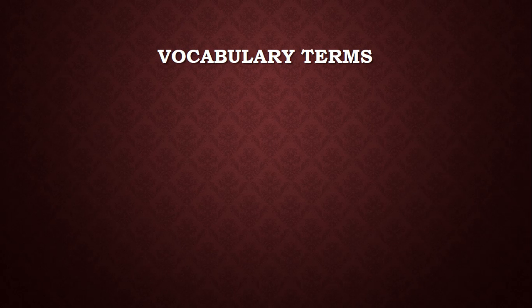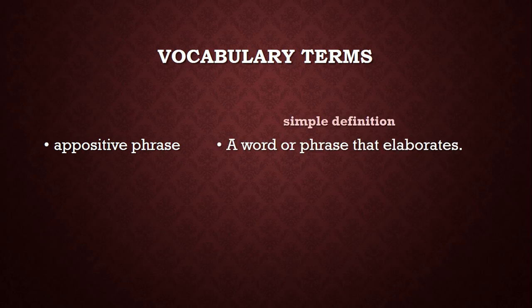Some vocabulary terms we need to review. An appositive phrase. Here's a simple definition of an appositive phrase. It's a word or phrase that elaborates on a noun, sometimes a pronoun, and we're going to look at a few examples of those.